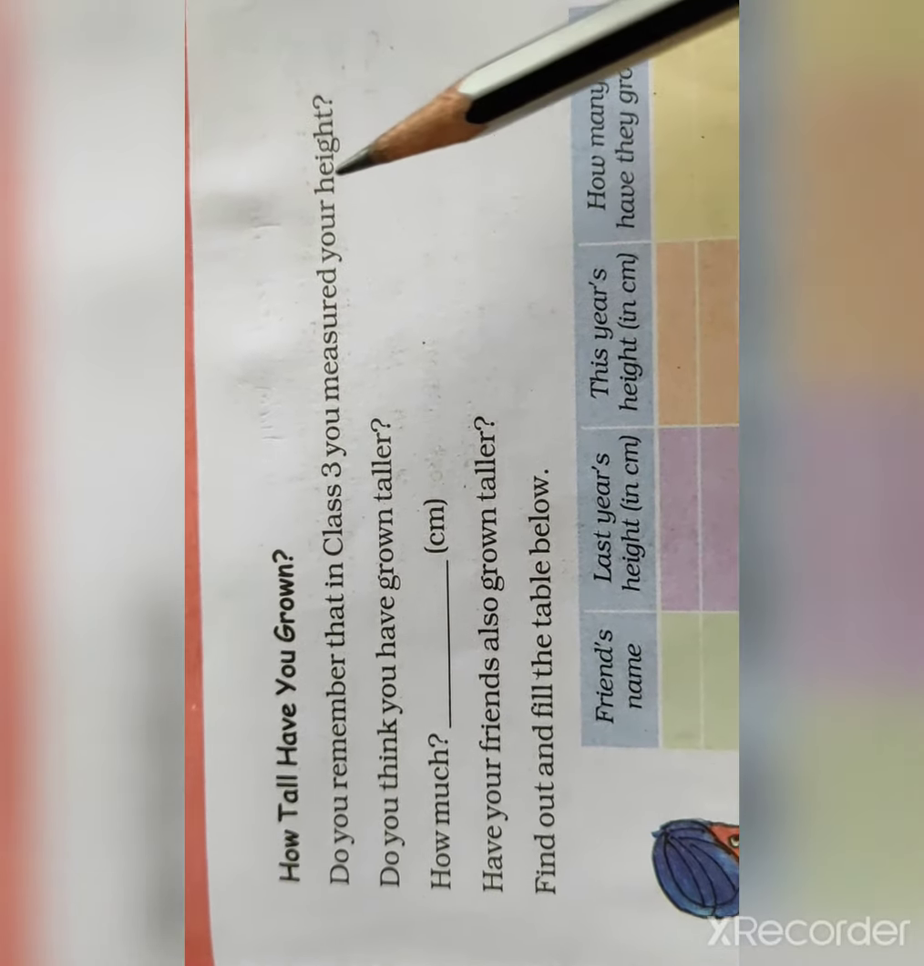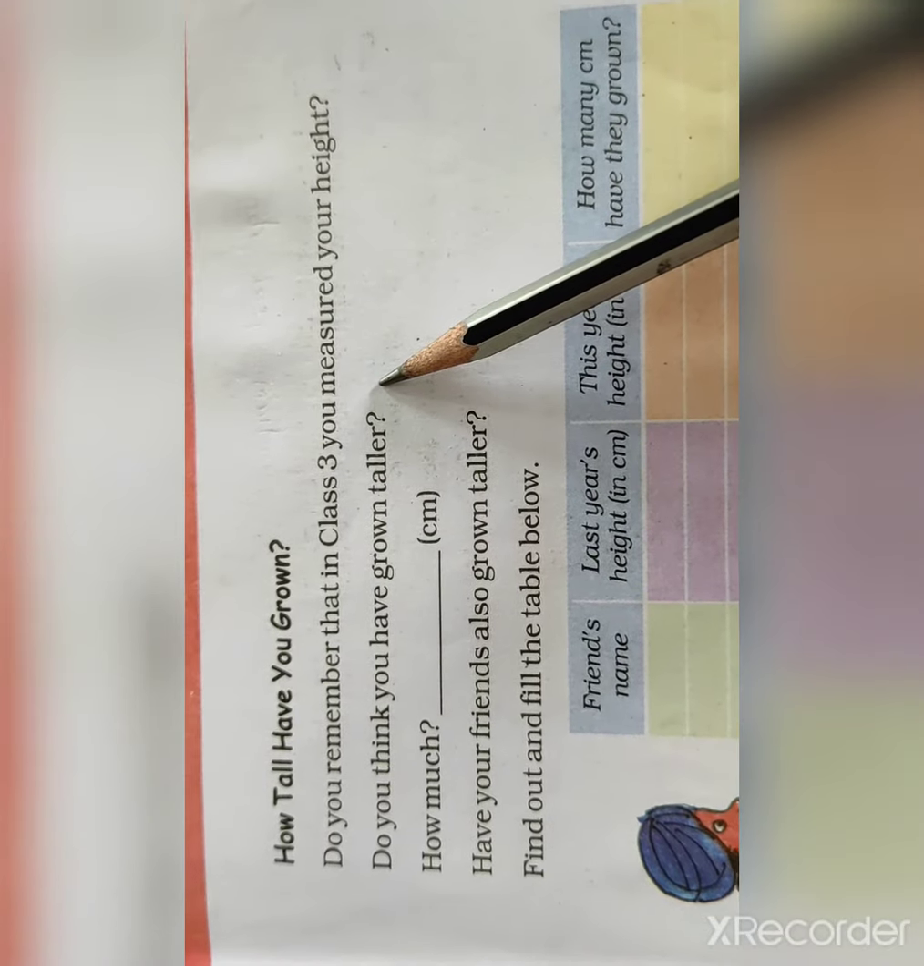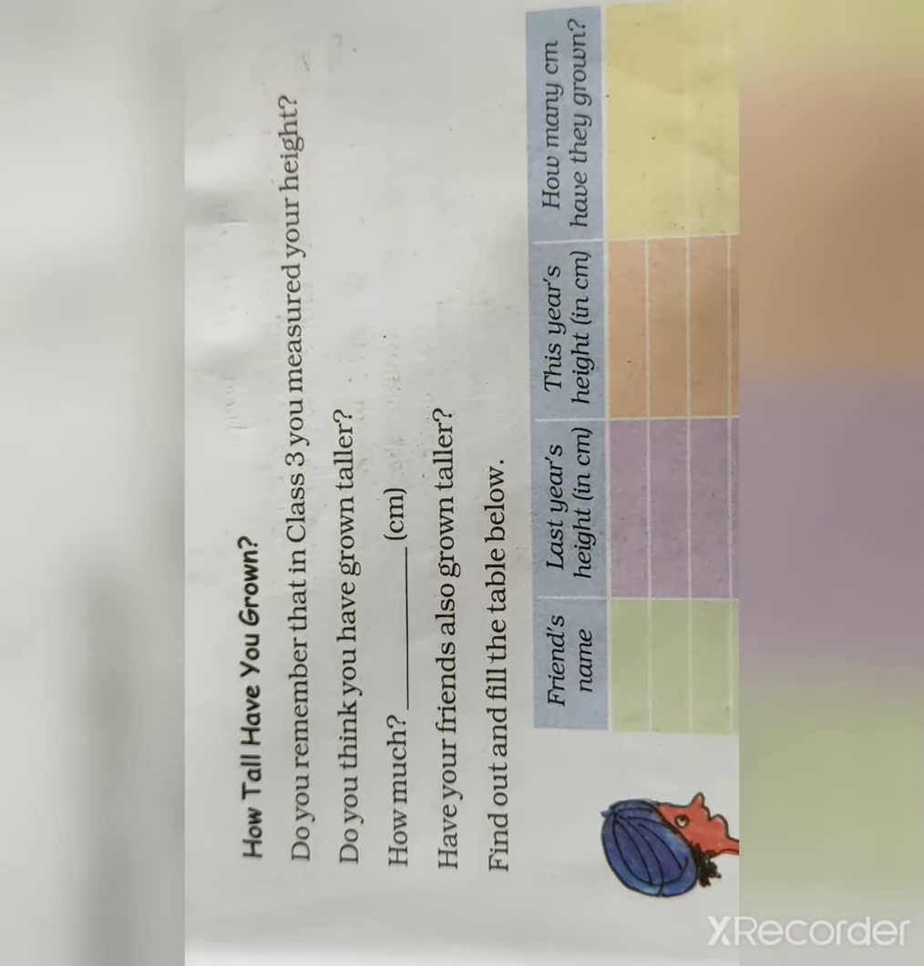Now see on the next page, how tall have you grown? Do you remember that in class third you measured your height? So whatever height you had in the standard third, you will write here. Do you think you have grown taller? So first you will write third standard's height, and then here fourth standard height, and then find the difference, because as we grow, our height also increases. Okay, so how much? You will write the difference here.